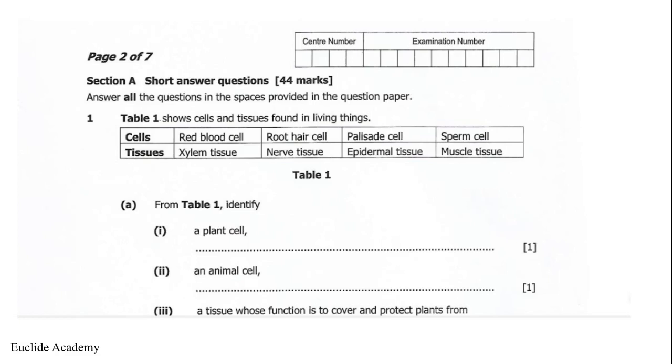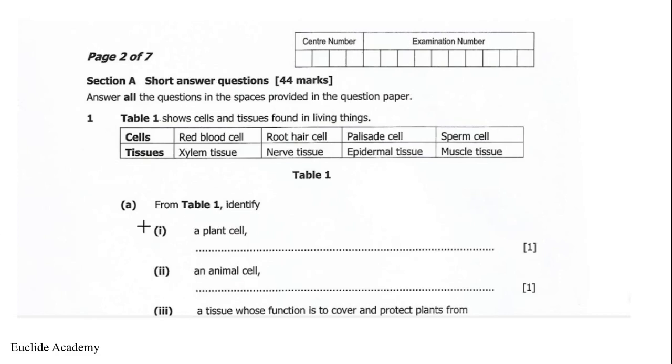We have question 1 from section A, which says answer all questions in the spaces provided in the question paper. Table 1 shows cells and tissues found in living things. We've got a table here, and they've given us cells on top: red blood cell, root hair cell, palisade cell, and the sperm cell. And then we've got tissues: the xylem tissue, the nerve tissue, the epidermal tissue, and the muscle tissue.